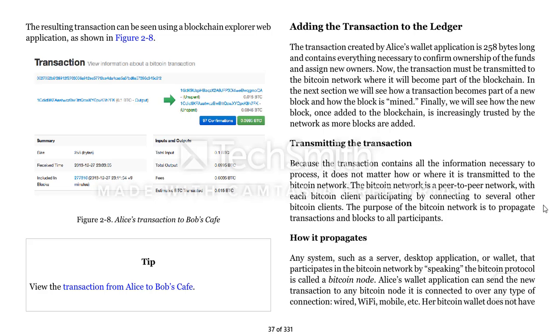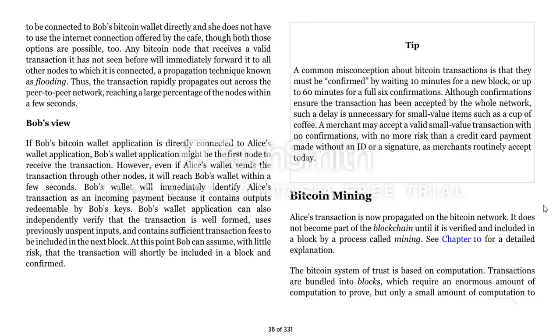Alice's wallet application can send the new transaction to any Bitcoin node it is connected to over any type of connection: wired, Wi-Fi, mobile, etc. Her Bitcoin wallet does not have to be connected to Bob's Bitcoin wallet directly, and she does not have to use the internet connection offered by the cafe, though both those options are possible, too. Any Bitcoin node that receives a valid transaction it has not seen before will immediately forward it to all other nodes to which it is connected, a propagation technique known as flooding. Thus, the transaction rapidly propagates out across the peer-to-peer network, reaching a large percentage of the nodes within a few seconds.